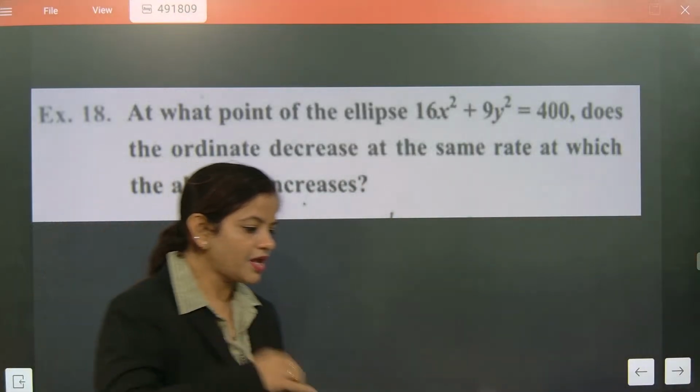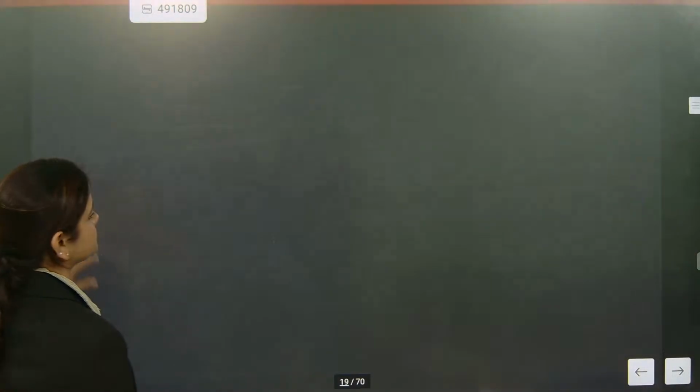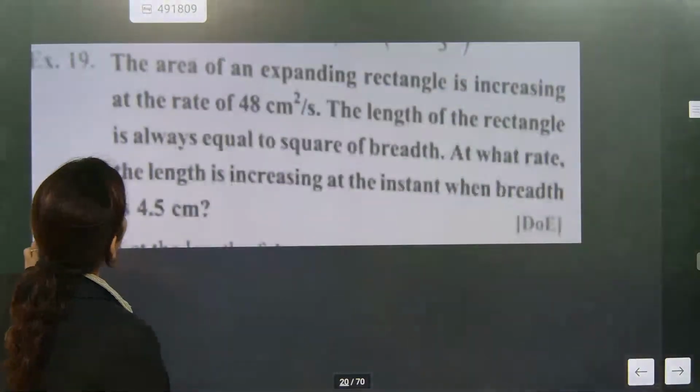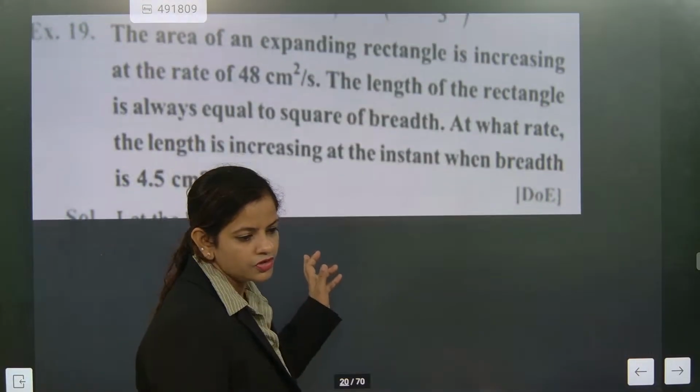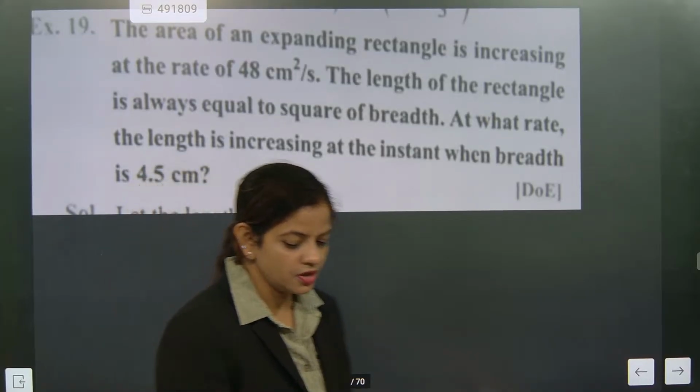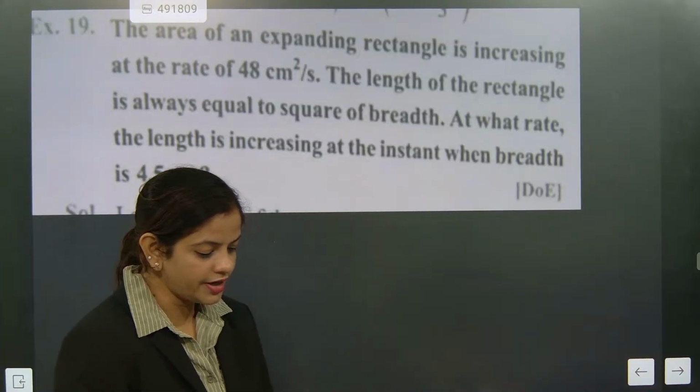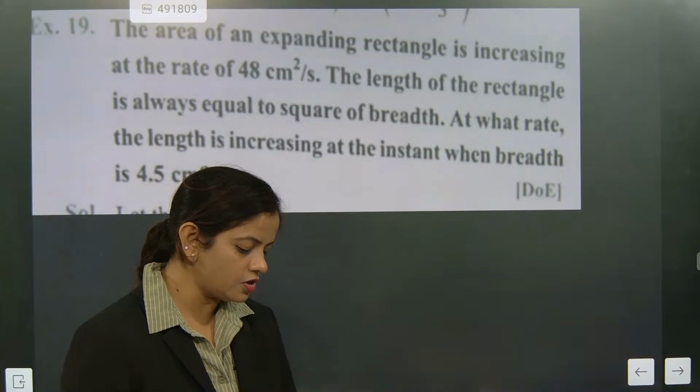Good evening, beta. We are doing the application part. Most probably I will start maximum and minima. Please check this question and try to solve it. The question is very simple. Try to arrange the question content and solve it.